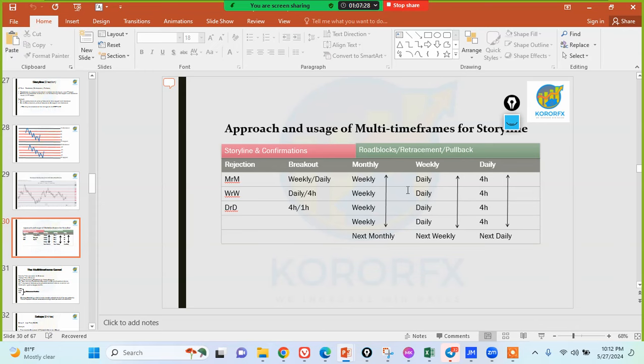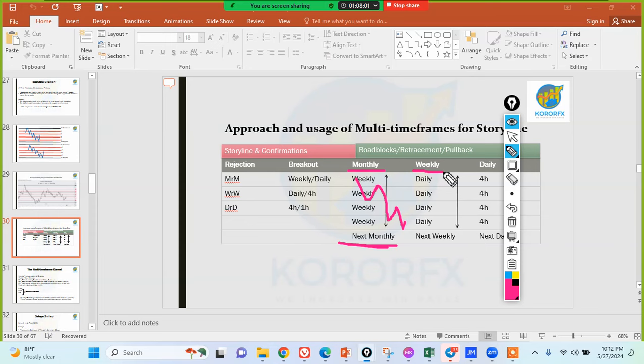For example, if the storyline starts from monthly, we get monthly reject monthly. So where do you think the price will bounce from? Is it the one time frame higher or one time frame lower? It's one time frame lower resistance and support levels. Okay? So if price really rejects from the monthly to reach the next monthly level, price will bounce from weekly SNR levels till it reaches the next monthly.